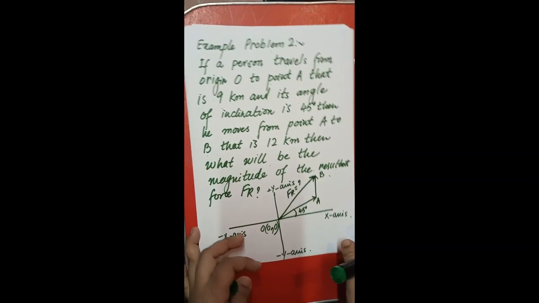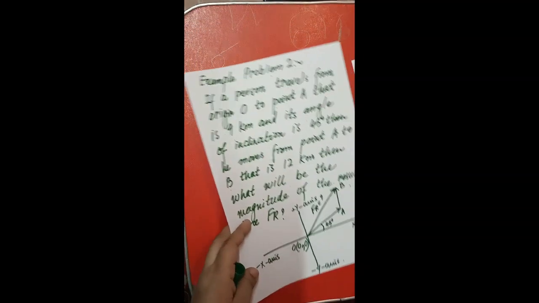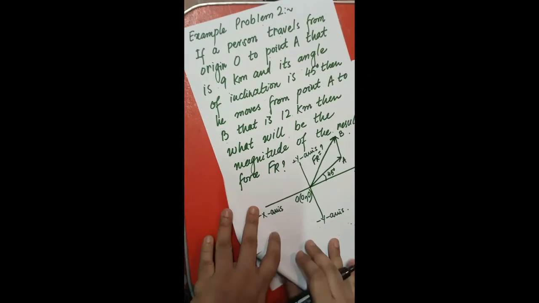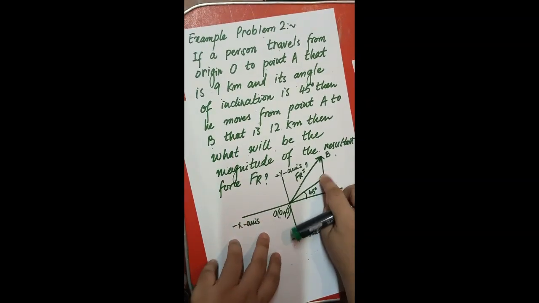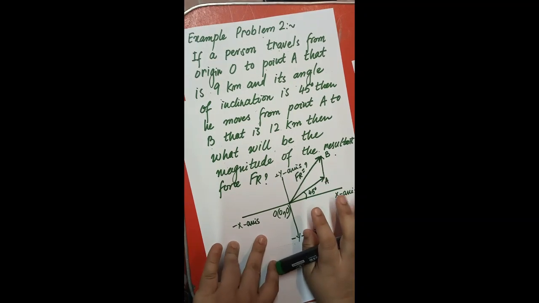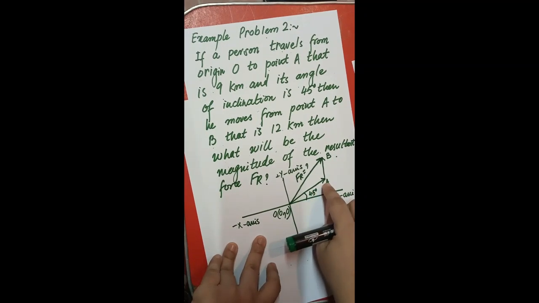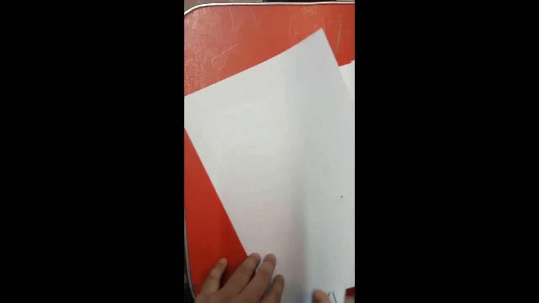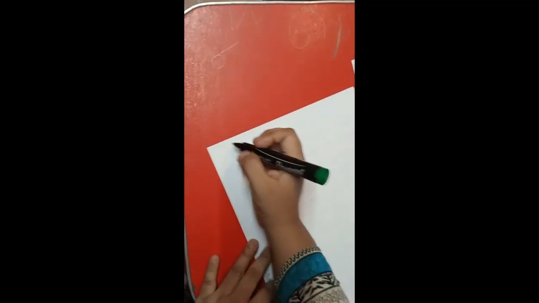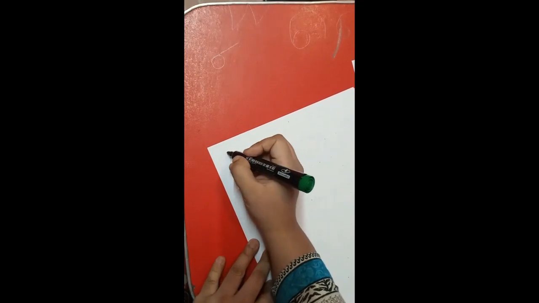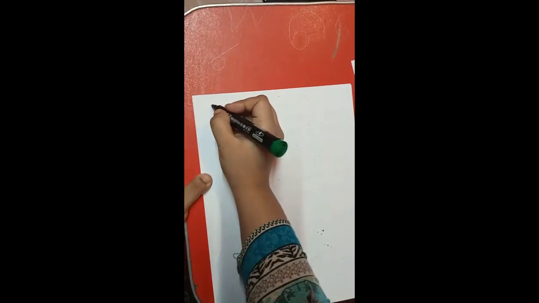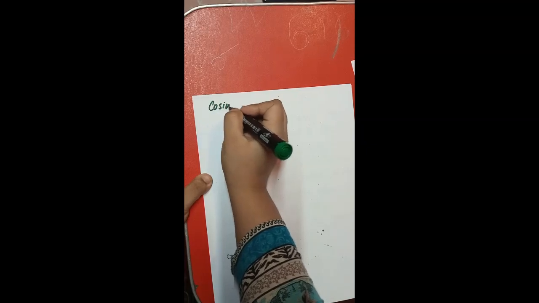Okay, done. Now what do we have to do here? Here we are unable to apply the Pythagoras theorem, because there is no right angle triangle here. So we are not allowed to apply the Pythagoras theorem here. What we have to apply is sine law or cosine law. First of all, we have to discuss what sine law and cosine law are.